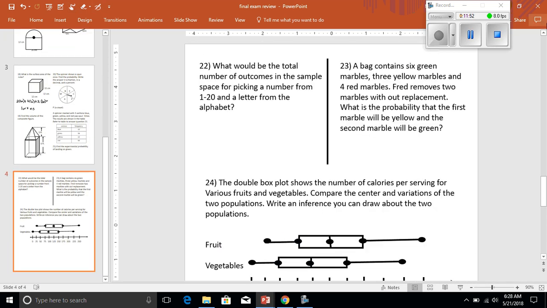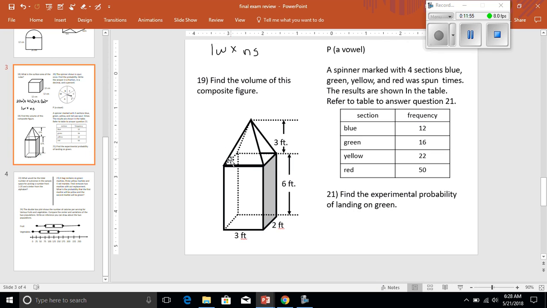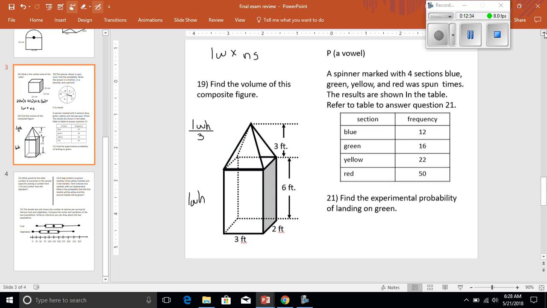Well, this composite figure is a pyramid and a rectangular prism. And we said a rectangular prism a minute ago was length times width times height. And we can remember that the volume of a pyramid is nothing more than length times width times height divided by 3. Remember when Mr. Meadows in class took a pyramid and a prism that was the same height and had the same base, he was able to fill that prism 3 times with the pyramid.